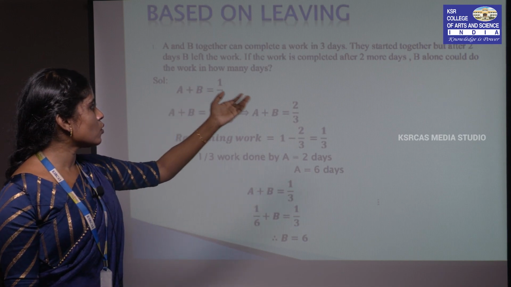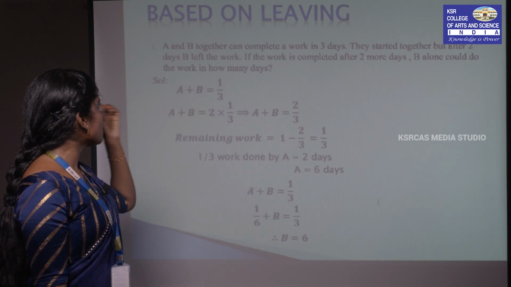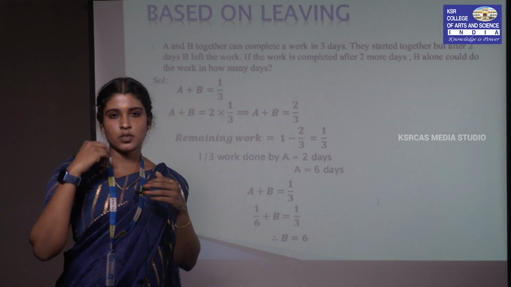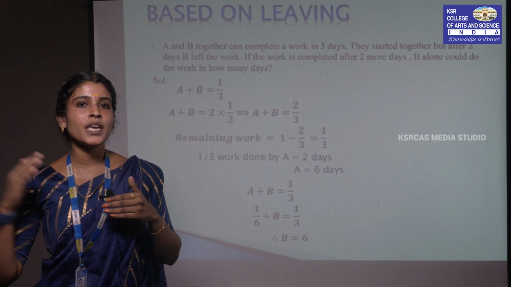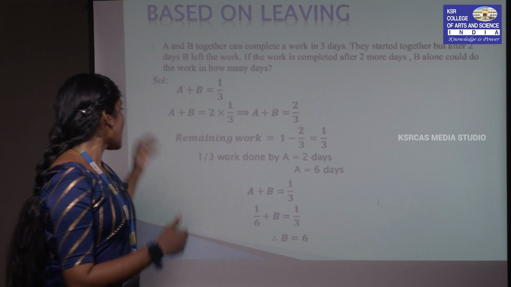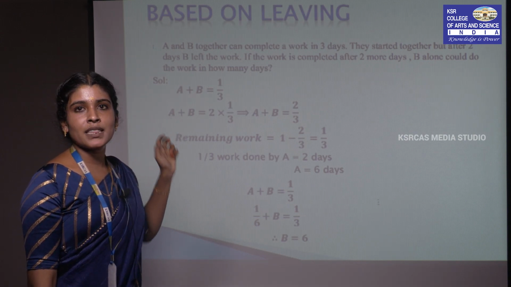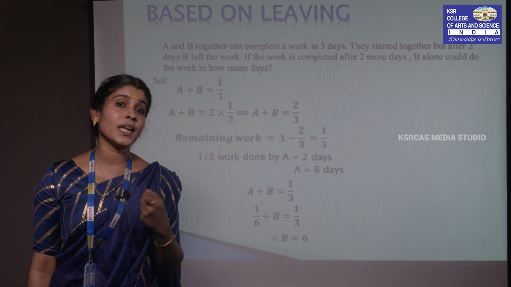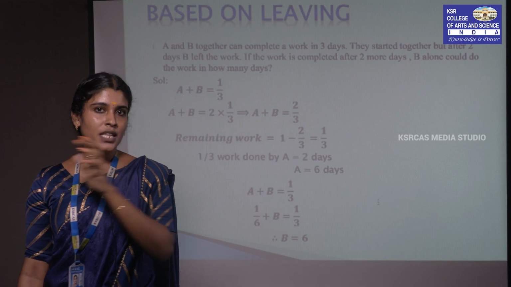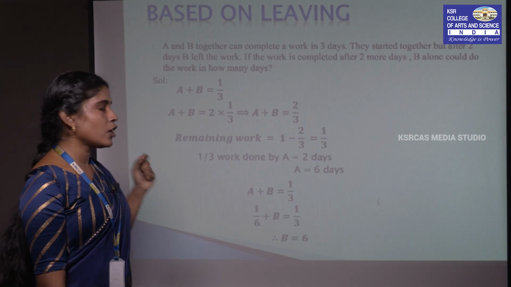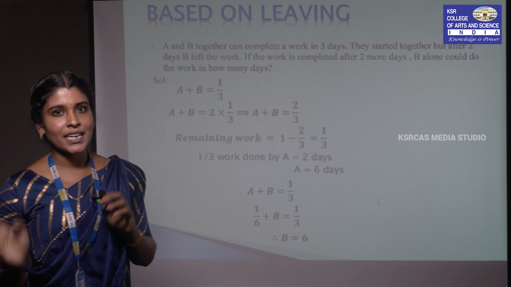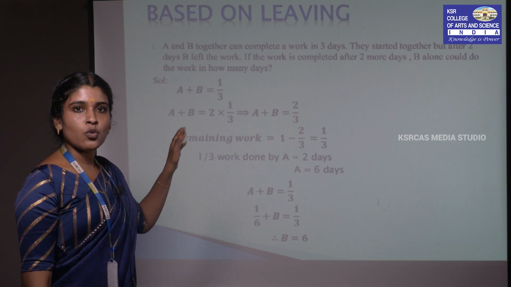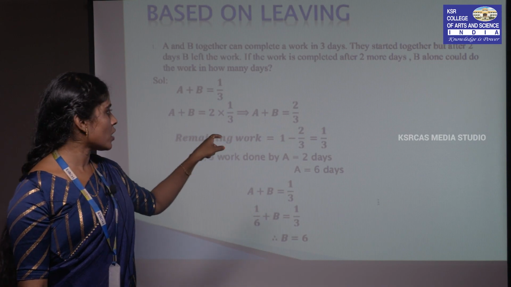Next, they started together but after 2 days B left. So at the starting point both of them start the work, but after 2 days B leaves the work. So we can write A plus B equals 2 by 3. A and B together complete 2 by 3 of the work. Next we need to find the remaining work, because the remaining work A alone did. So the remaining work equals 1 minus 2 by 3, which is 1 by 3.